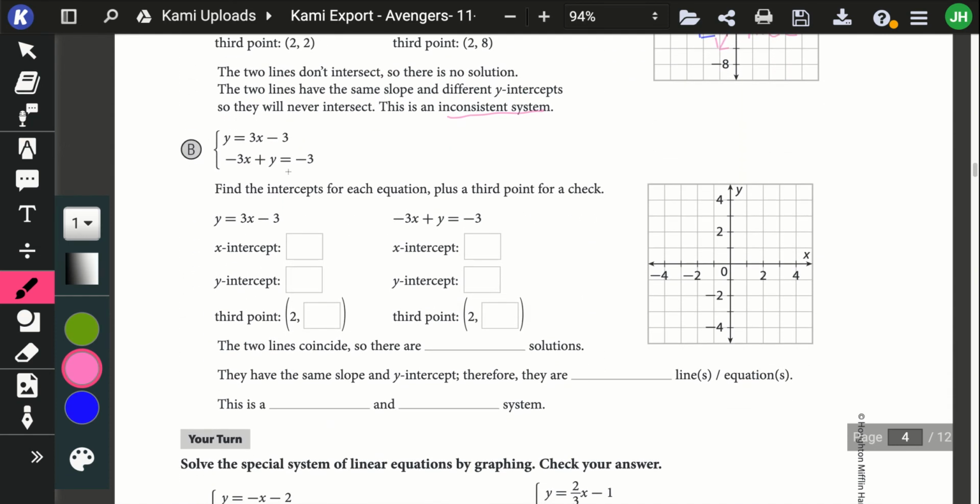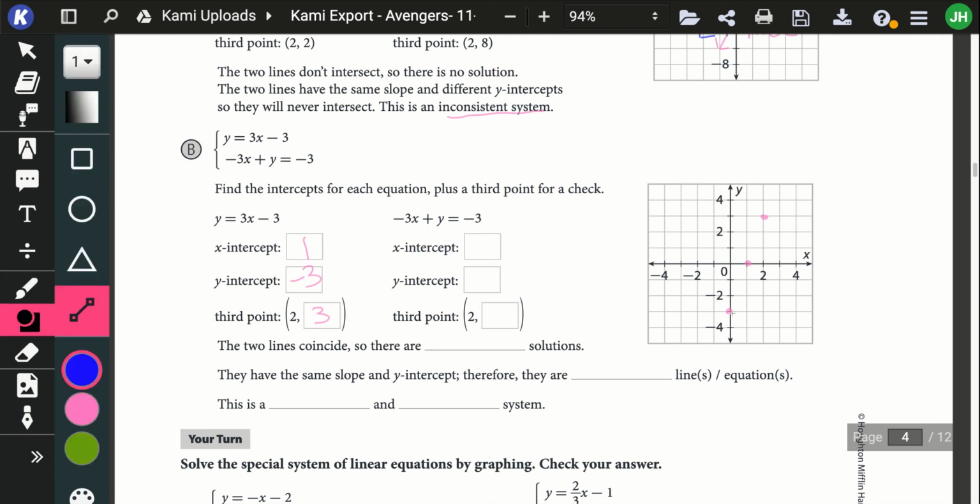Okay, let's look at this one. When y is 0, 3 times 1 minus 3 is 0. X is 1. When x is 0, y is -3. When x is 2, 3 times 2 is 6 minus 3 is 3. So let's plot it. 1, 0. 0, -3. 2, 3. Let's plot it.